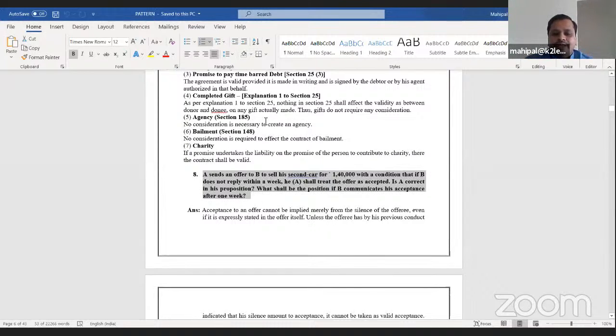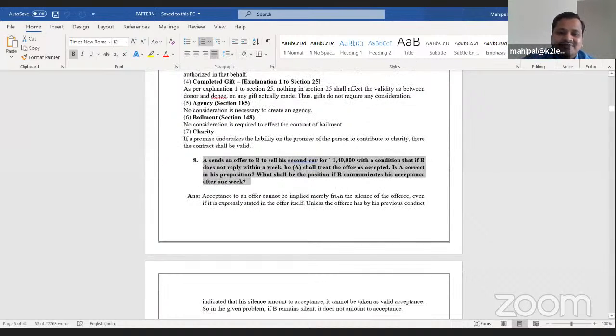A sends an offer to B to sell his second-hand car for rupees 1,40,000 with the condition that if B does not reply within a week, A shall treat the offer as accepted. Is A correct in his proposition? No. What is the reason? Mere silence is not acceptance. An offer should not contain a term, the non-compliance of which is assumed to be acceptance. Clear? Great.